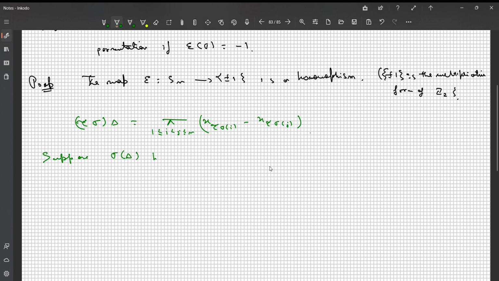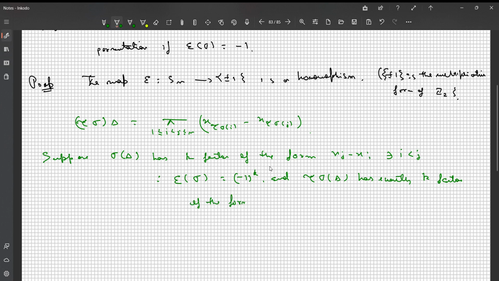Right? Now suppose sigma delta has k factors of the form xj minus xi, where i is less than j. Clear? Therefore, the sign of sigma is minus 1 to the power k. Clear?